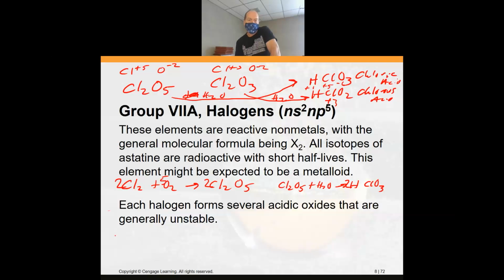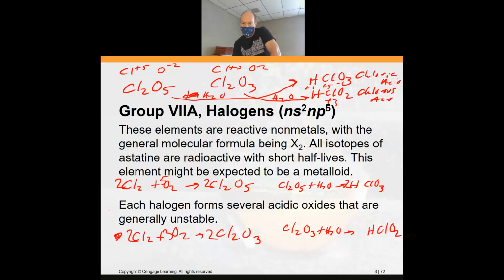You will also have your Cl2 plus O2 giving your Cl2O3. To balance that, we need 2 here, 2 there, 3 there, and then your Cl2O3 plus H2O is going to give you your chlorous acid, HClO2. And to balance that, we need a 2 there.